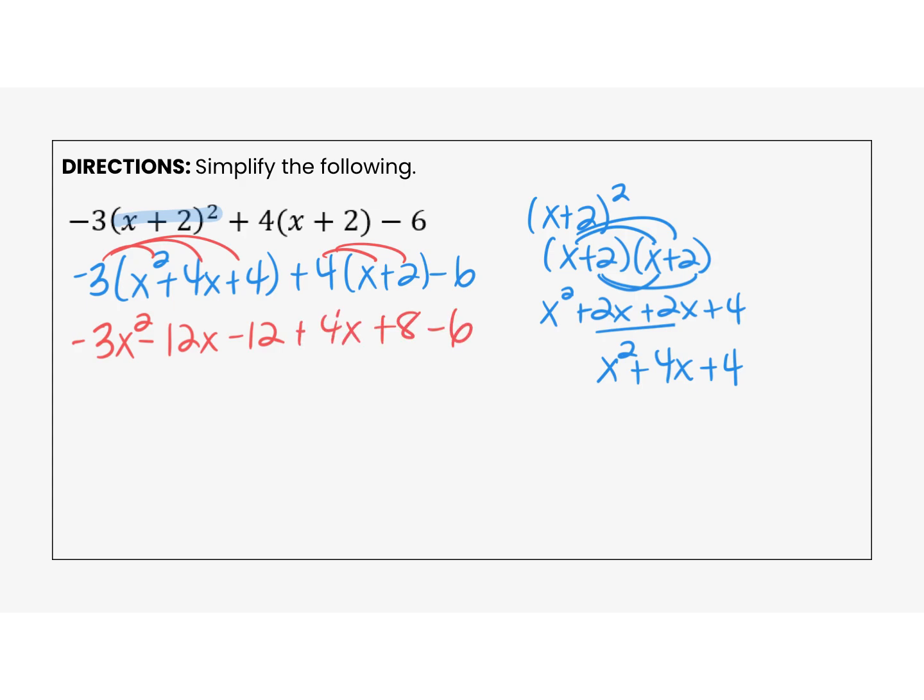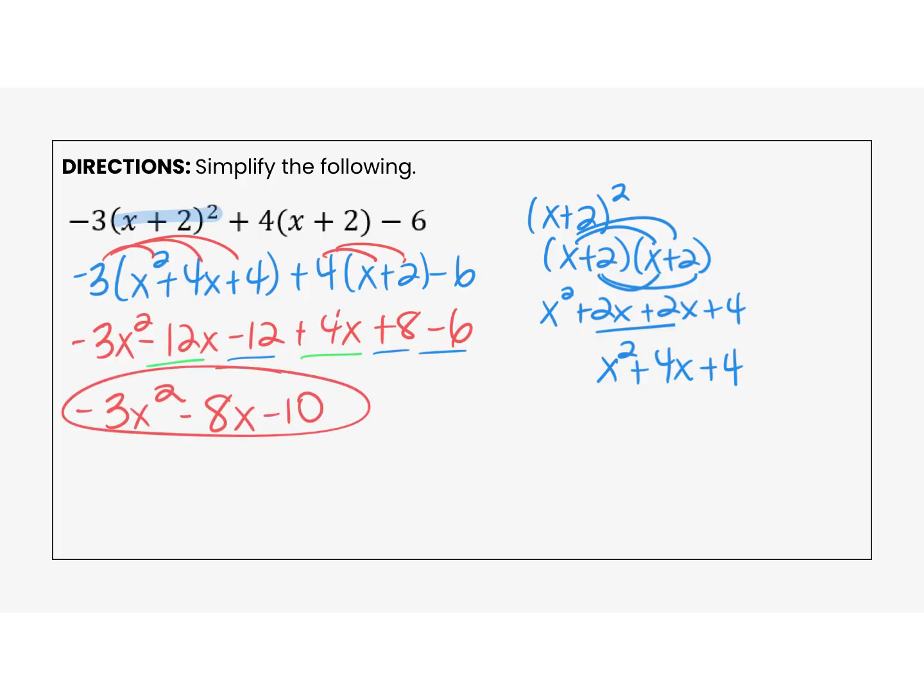And now I'm looking for like terms. So I only have 1 x squared term, which is negative 3x squared. I have a negative 12x and a plus 4x. And then I have a negative 12, a plus 8, and a negative 6. So my final answer would be negative 3x squared minus 8x, because that's negative 12 plus 4. And then negative 12 plus 8 minus 6 is going to give me minus 10. So there's my final answer. Okay, and that's just a review of simplifying expressions.